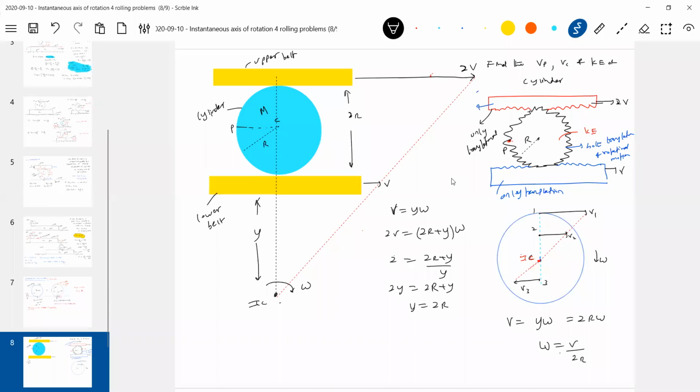If you know omega, then you can tell anything. So I want the velocity of point P. Tell me what shall I do now? I know the instantaneous center. It's quite easy, no? What is the velocity of the center of mass? I know the instantaneous center and also the angular velocity. Let me get into the main problem.